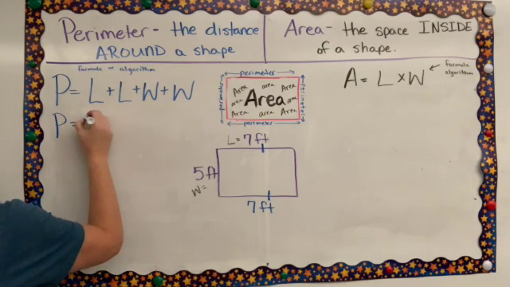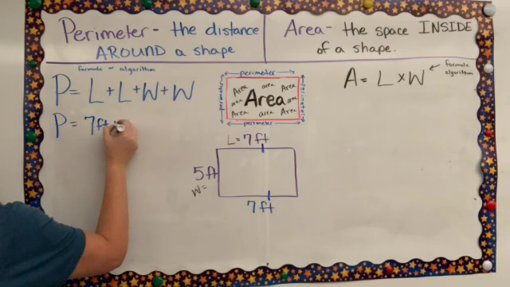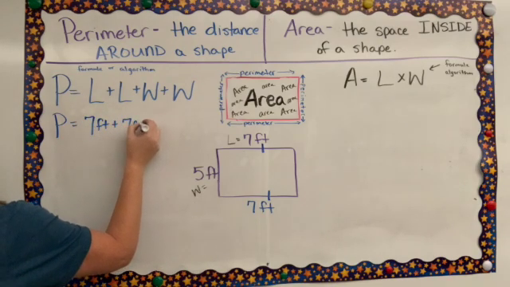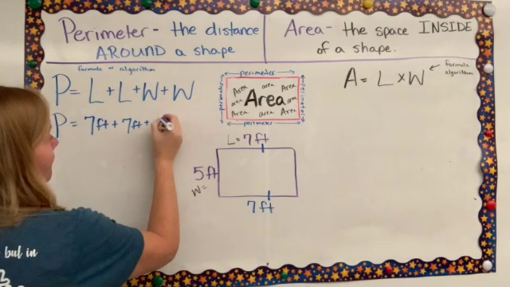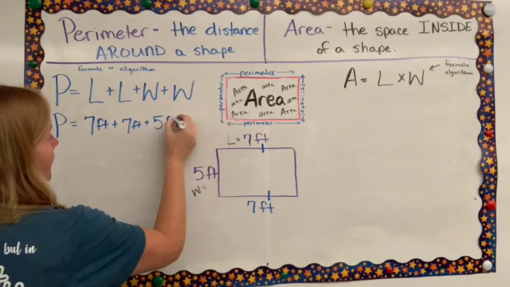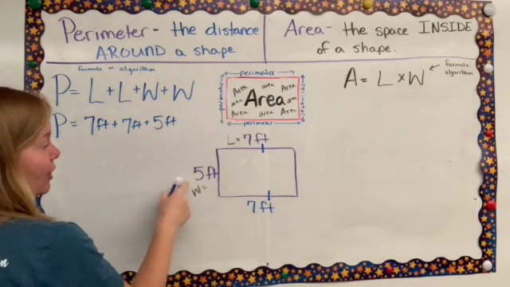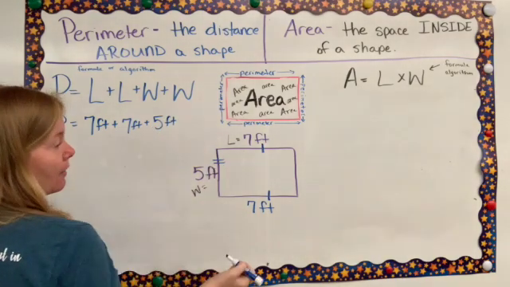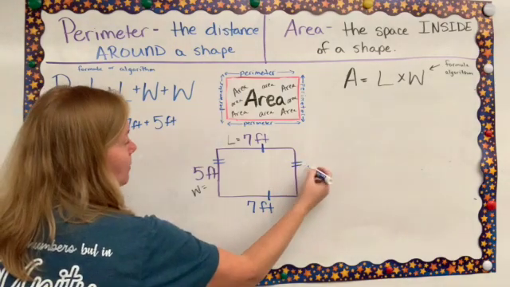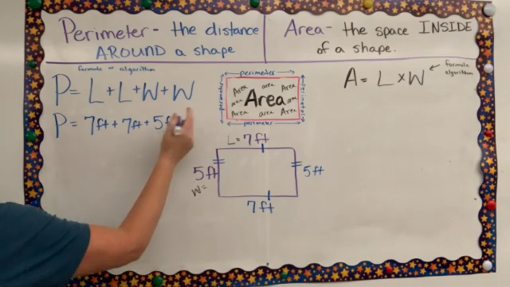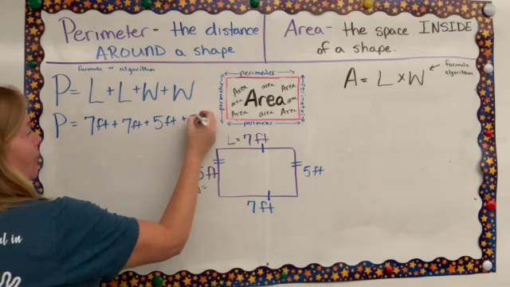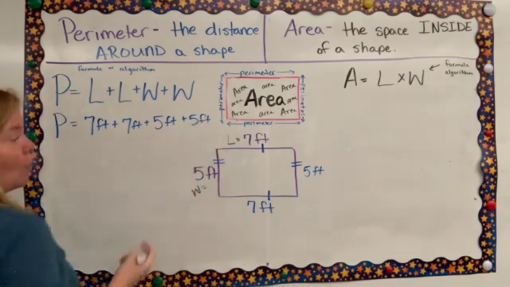7 feet plus 7 feet plus, what's my width? Perfect, 5 feet. If this one is 5 foot, then perfect, this one is 5 foot. Love it. So my second W is another 5 foot. What do we do next?